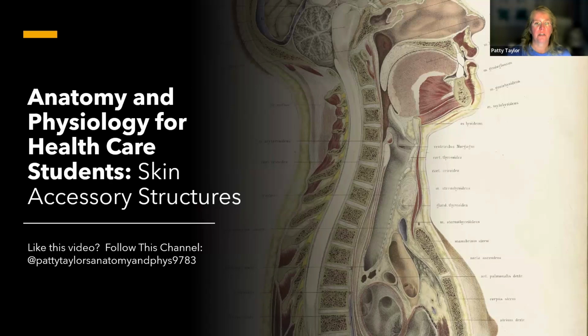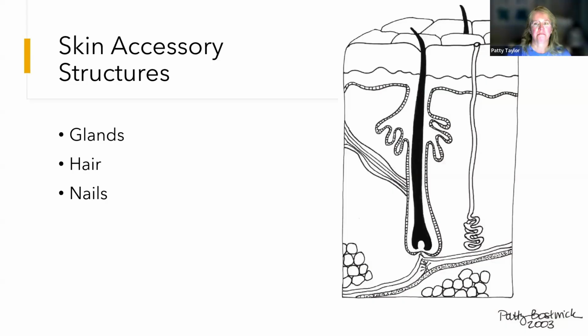In this video, we're going to discuss skin accessory structures. So we're going to talk about glands, hair, and nails as skin accessory structures.